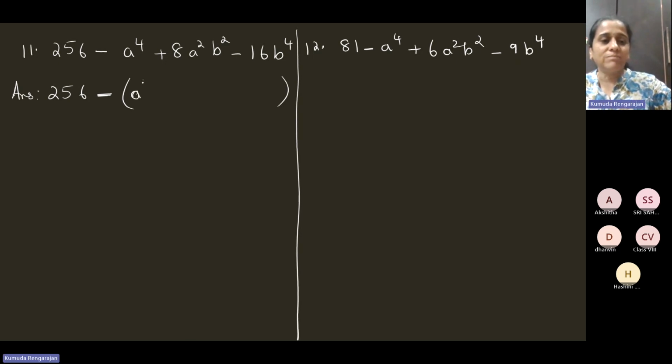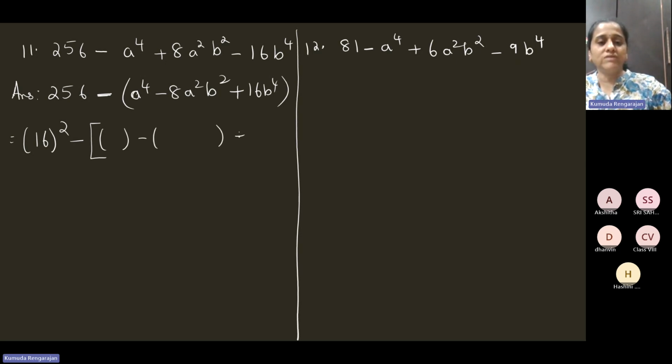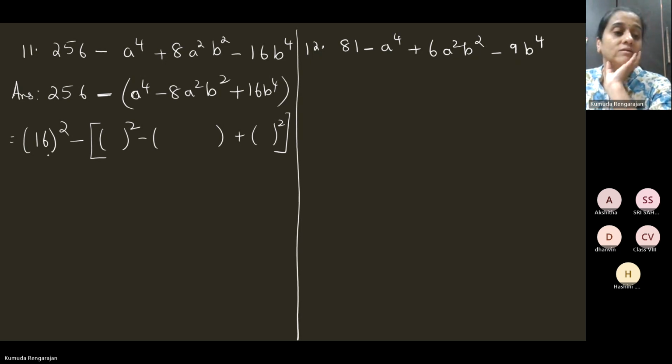Minus a power 4 plus a power 4 plus 8 a squared b squared minus 8 a squared b squared, minus plus 16 b to the power 4. So 256 is 16 the whole squared minus a squared minus 2 into a into b plus b squared. Navneet, please look at the screen. Okay, so a squared minus 2ab plus b squared, correct?